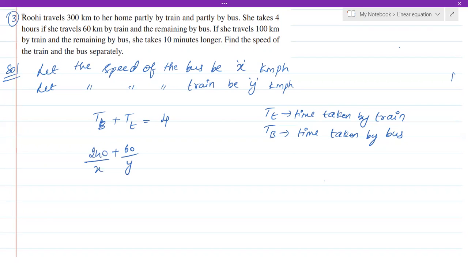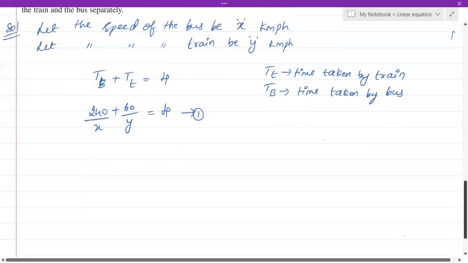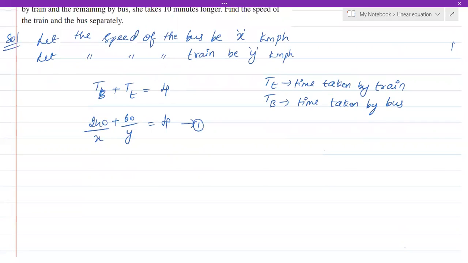So 240 by x plus 60 by y is equal to 4. Okay, here this will be our equation 1. Similarly, let's try to find the second equation.